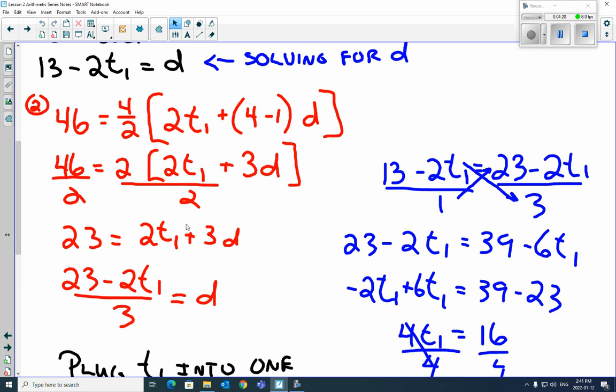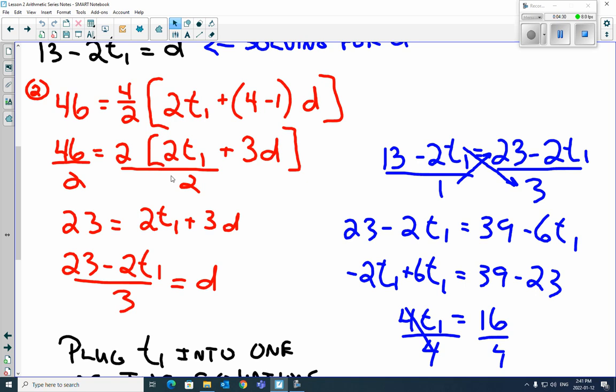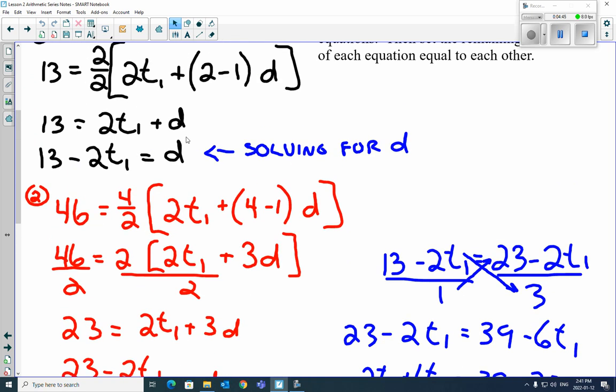Okay, so let's simplify this a bit. We divide both sides there by 2. We end up with 23 equals 2T1 plus 3D. Move the 2T1 over to the other side, it becomes negative, and we divide by 3. And the reason we did that is, look, we have this equal to D, the same as this one up here, we have it equal to D.